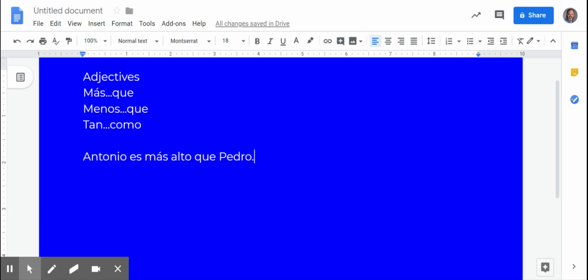Also remember that alto, which is the adjective, has to agree with the noun at the front of the sentence. In this case, it's Antonio. So it's okay. You got masculine, you got one guy, so it's masculine singular, so you just use alto.